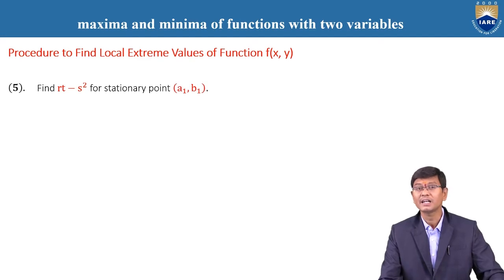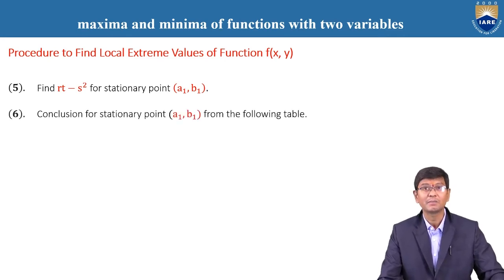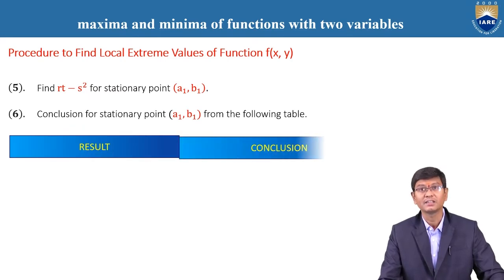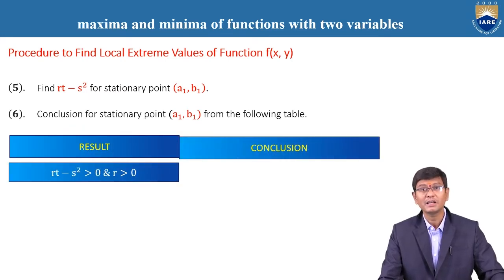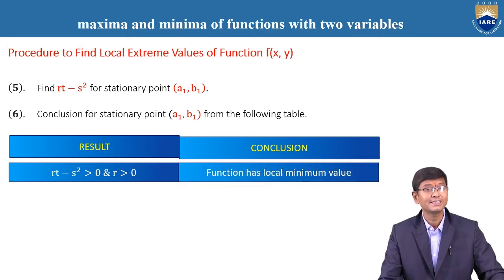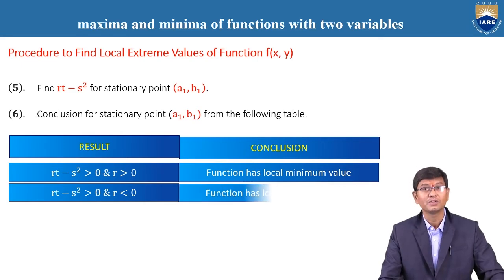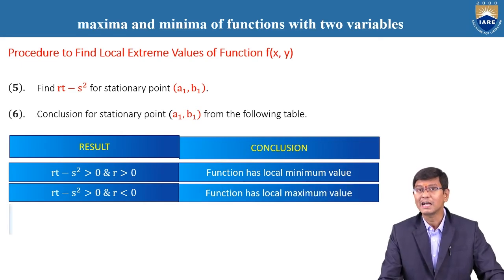And next, after getting r, s, t, we need to find the value of rt minus s². If it is rt minus s² at the point (a1, b1), we reach a conclusion about the stationary point (a1, b1) from the following table. If rt minus s² is greater than 0 and r is also greater than 0, the function is said to have a minimum value. And if rt minus s² is greater than 0 and r is less than 0, the function is said to have a local maximum value.